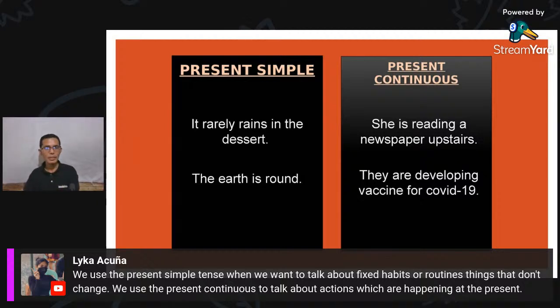Another example, they are developing vaccine for COVID-19. So they are describing something that's going on. Okay, nagsimula, then hindi pa rin natatapos, ngayon patuloy pa rin ginagawa. Kaya sinasabi nating continuous. Ibig sabihin, nagpapatuloy yung actions. Okay? So, alright.